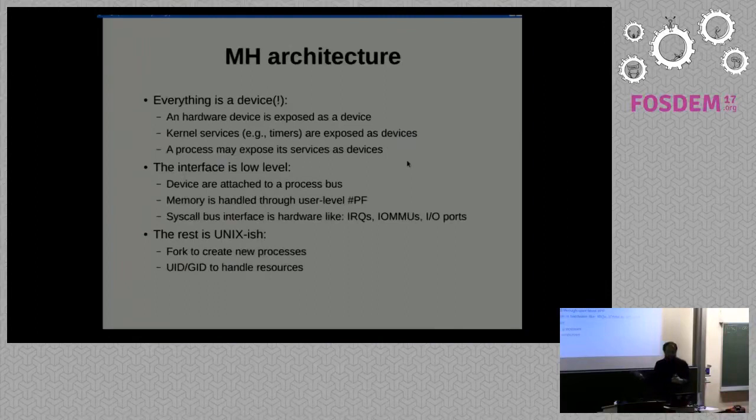So what is the MH architecture? The MH architecture is that everything is a device. So what does it mean? Well, it means that the physical hardware present in the kernel is exposed in user space as a device, but also all kernel services, for example the timer or the console, the things that come to the top of my mind, are also exposed to user space as a device. And process exposure, for example mapping memory, is like talking to a memory controller. And then another process can actually become a device.